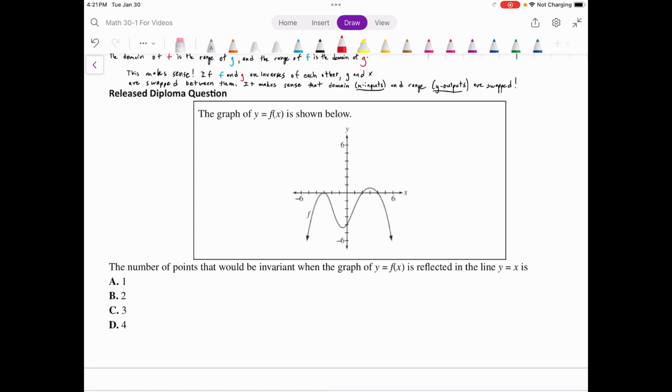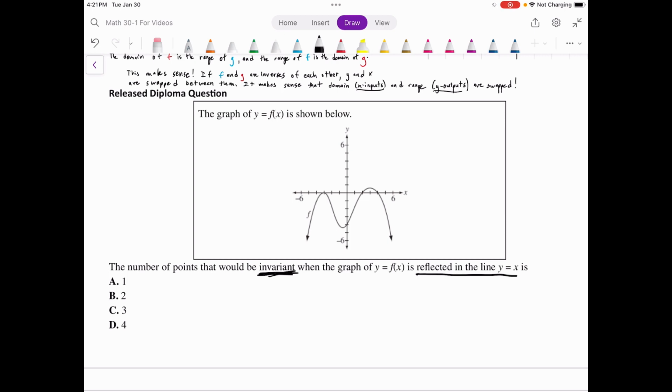So again, a released question that was actually written by students on the diploma. They're saying the graph of y equals f of x is shown below. It's often helpful to read the stem first, the actual question first, before looking at the information. It can sometimes be very helpful in sorting through what's actually important here. So the number of points that would be invariant, remember that means they won't change, when the graph of y equals f of x is reflected in the line y equals x.